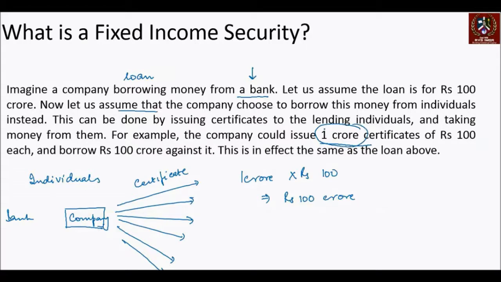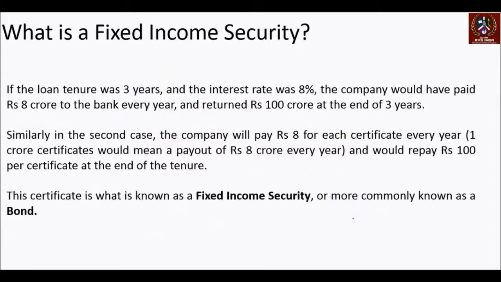It could be less than that, because one individual could buy more than one certificate. Once you get a certificate, in lieu of that, you're paying 100 rupees to the company. And effectively, the transaction that has happened is that in both the cases, the company has borrowed 100 crore. Now, let's understand the premise of this in terms of interest. If the loan tenure with the bank was 3 years and the interest rate was 8%, then the company would be paying an interest of 8 crore to the bank every year.